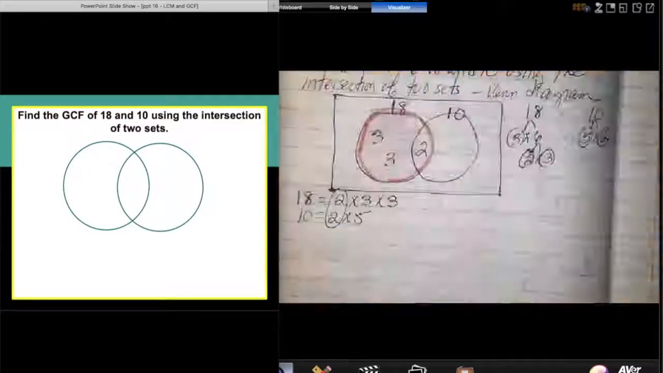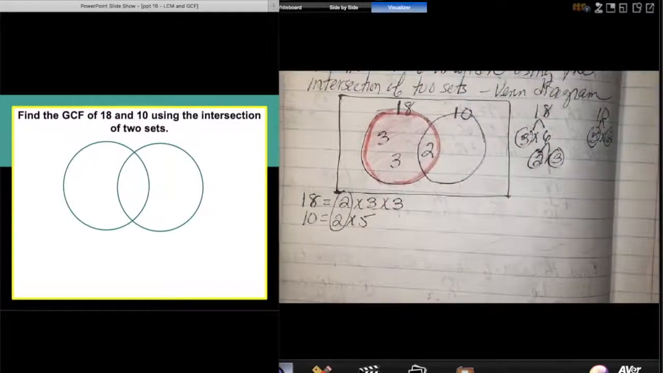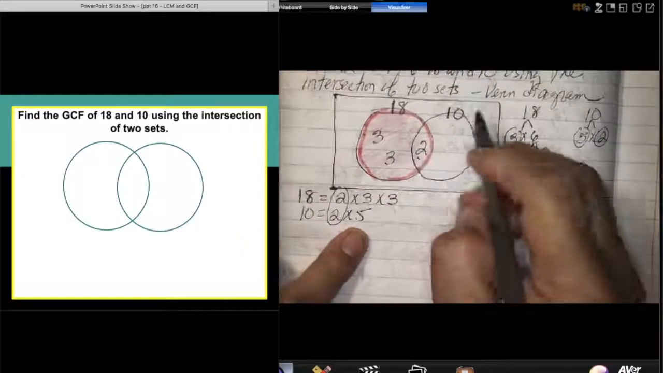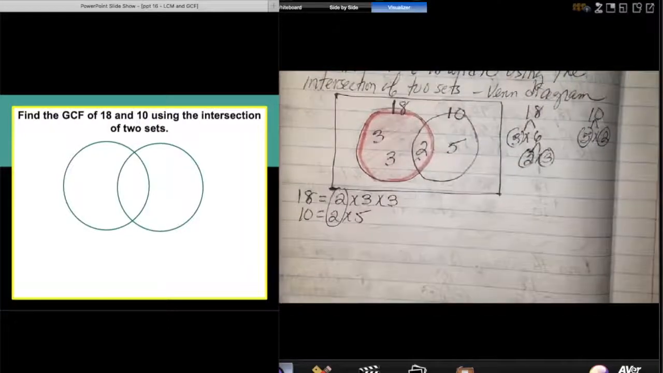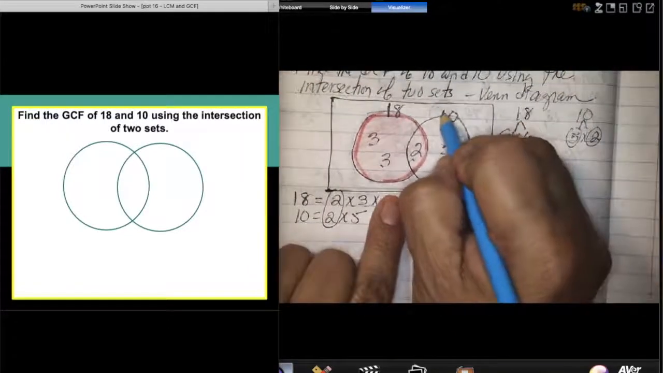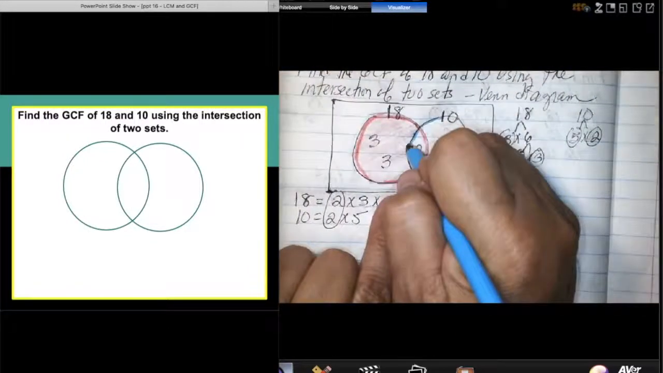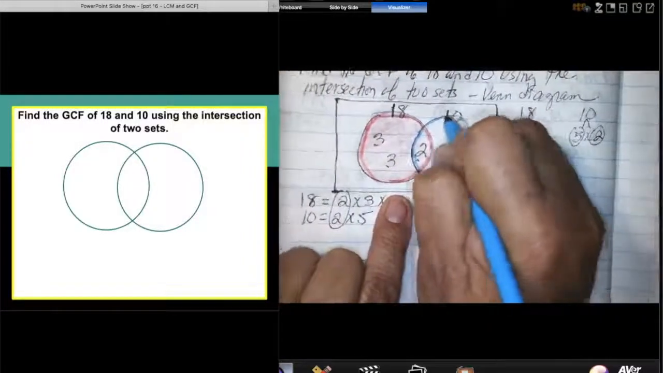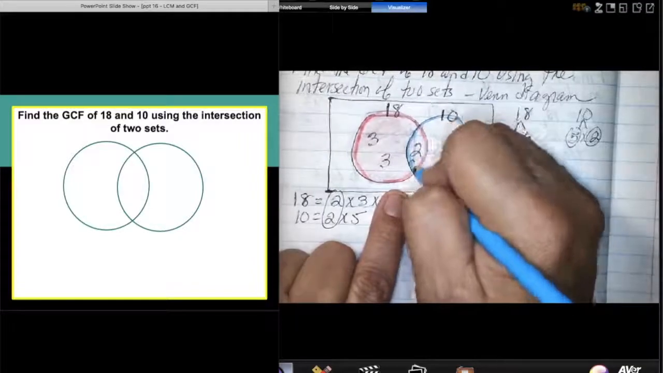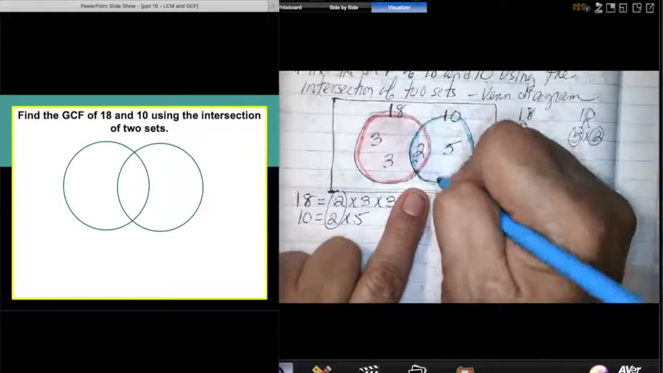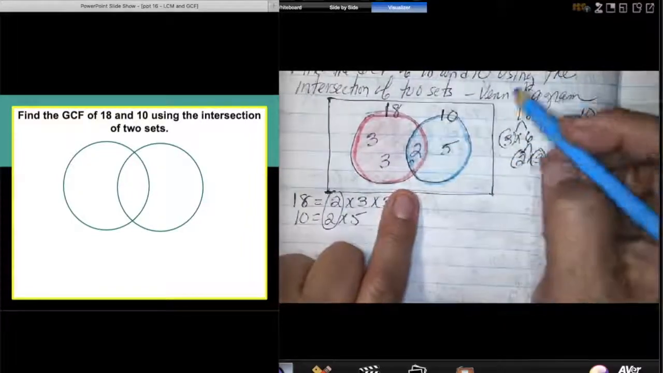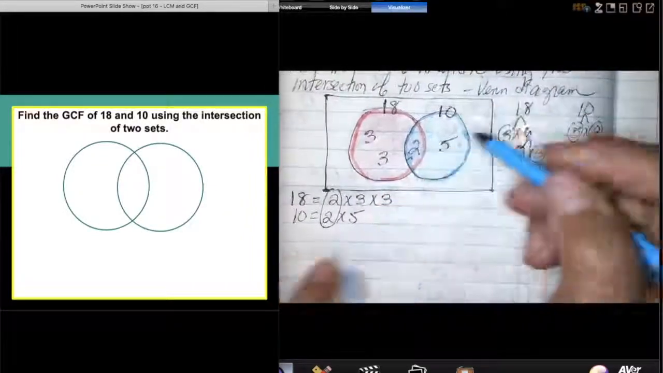Okay, now let's look at the other circle, which represents the factors of 10. I already have the 2 in the center, so I just need to put the 5 anywhere in this circle, representing the 10. Now, in the center, I will have the overlapping section.